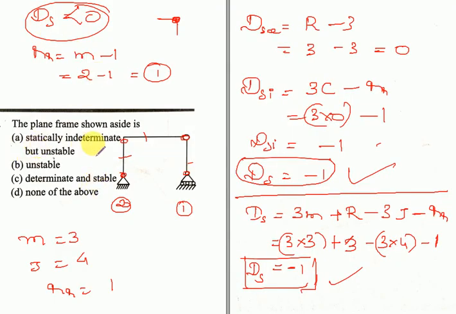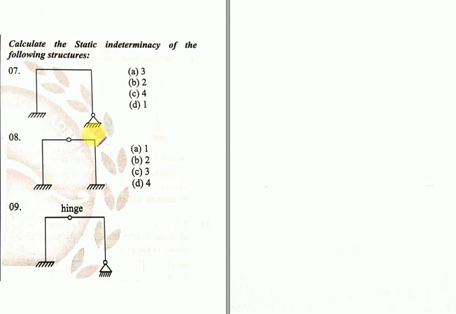So first, statically indeterminate but unstable, no. Determinate and stable, no. It is unstable. And you can add one more point here, it is determinate. If they have given determinate and unstable, this is the right answer. In this manner you need to solve this question. Yeah, this is just a practice question.